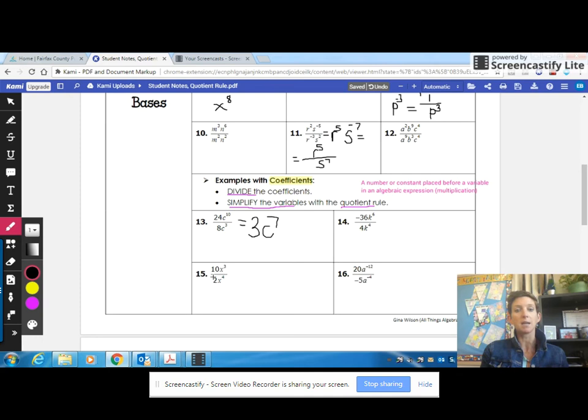Let's take a look at 15. The coefficients are 10 and 2, so we'll divide them first. 10 divided by 2 is 5. And then we have to look at our x and know that we have 3 minus 4, which is negative 1. Well, we're not going to write it with a negative exponent, so we're going to rewrite this using positive exponents. So again, 5 becomes my numerator, and then in my denominator is x, or you could write x to the first power, but you don't need to.